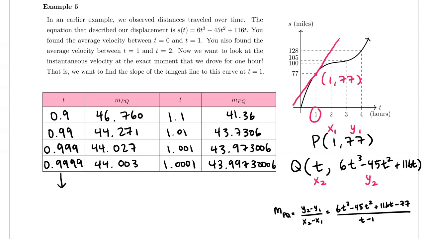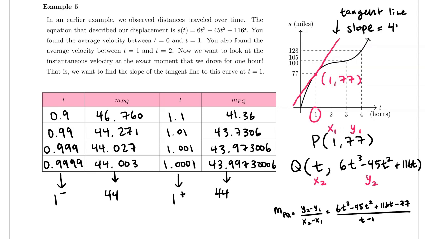Well, these t values are approaching the number 1 from the left-hand side, and these t values are approaching the number 1 from the right-hand side. Do we see what the slope is approaching? In both of these columns, it is approaching the number 44. So what does that mean? That means that here our tangent line has a slope of 44.